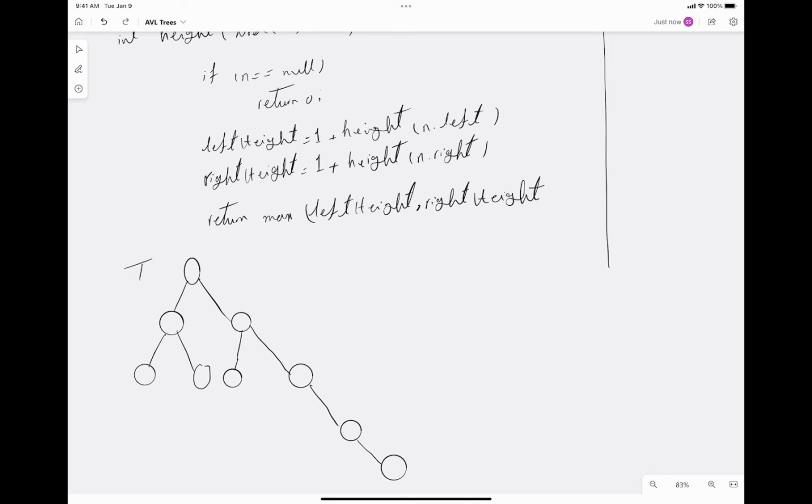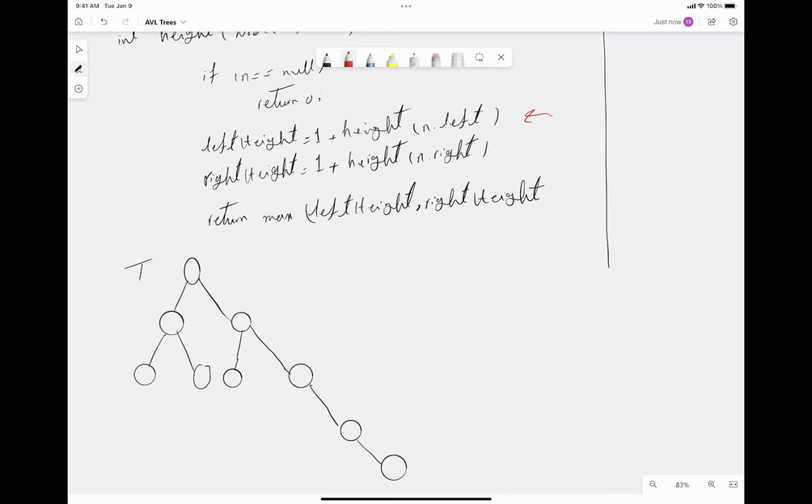So that's what you see here, this expression here. 1 plus the height of n dot left, and again 1 is because we're including the node n after calculating the height of its left subtrees. And then same thing for calculating the height of the right subtree of the node n. So it's going to be 1 plus the height of its right child. That's going to be the height of the node n from the right side.